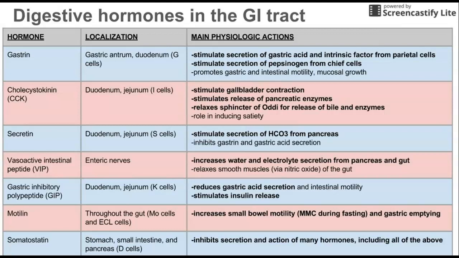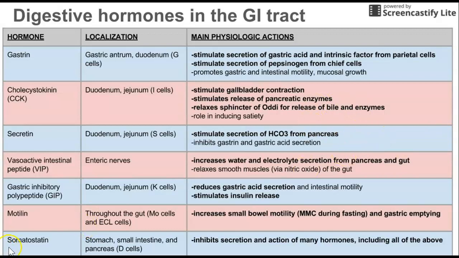It's also going to relax the sphincter of Oddi, the sphincter that holds those enzymes and that bile back. By relaxing it, it allows those to flow into the small intestines. And it plays a role in inducing satiety as well, so helping you feel full is another one of its functions.